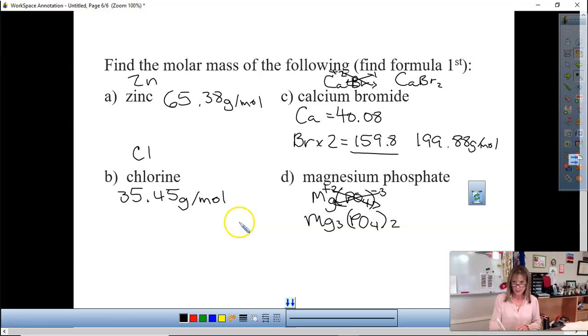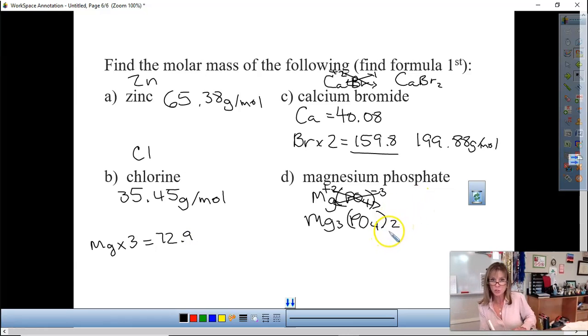Now we need to do the molar mass. This one's a little more complicated. We're going to need a little bit more room. So we'll start over here with magnesium. It's going to be magnesium times 3. Find it right here in your periodic table. 24.30 times 3, and I get 72.9. So this kind of works the same way that parentheses do in math. The 2 that's on the outside of the parentheses gets distributed to each element inside the parentheses.